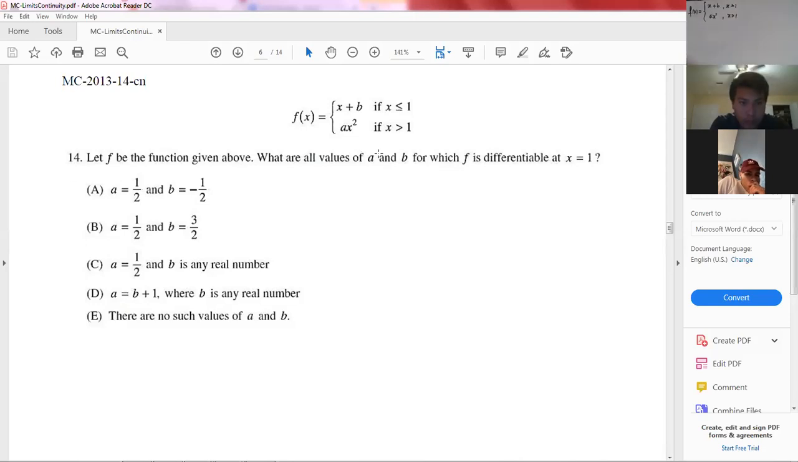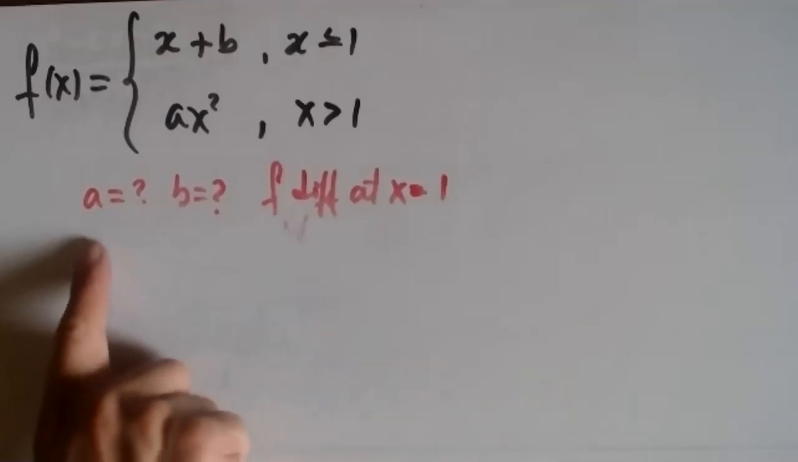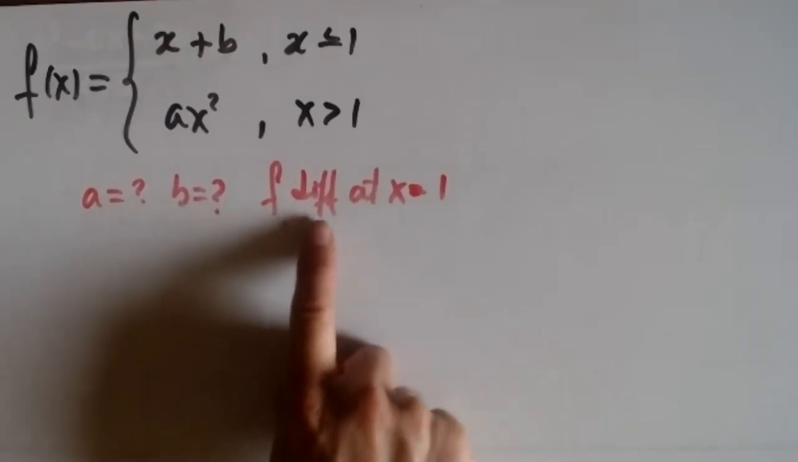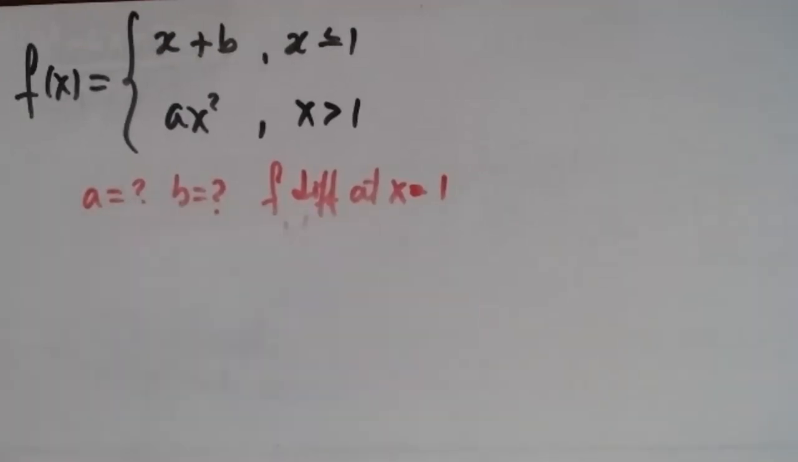Okay, so I'm going to put here: f differentiable at x equals 1. So let me just change this one. So this is the problem. We have to determine the values of a and b such that f is differentiable at 1.